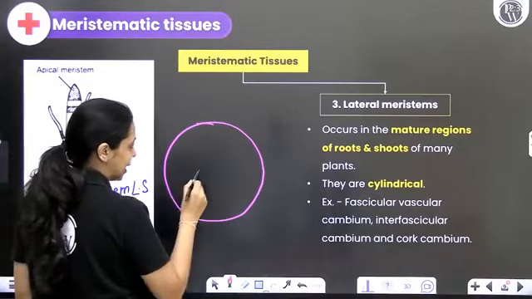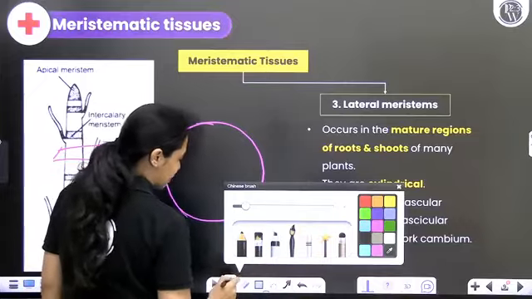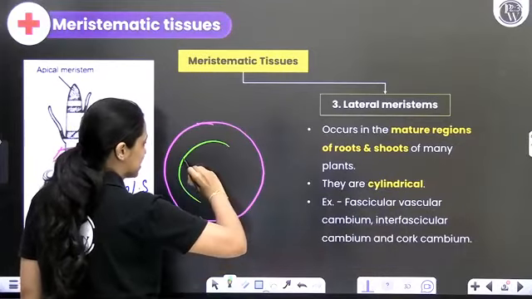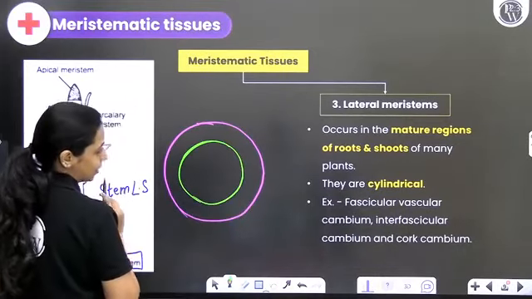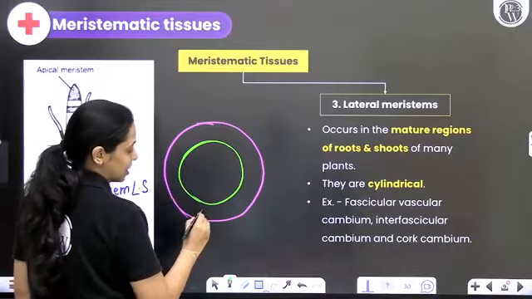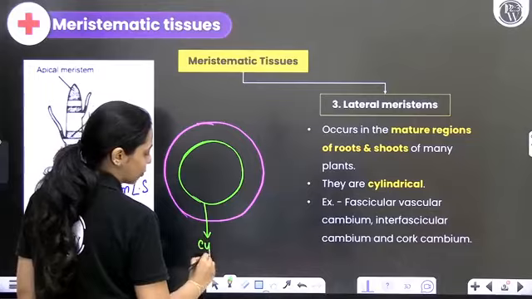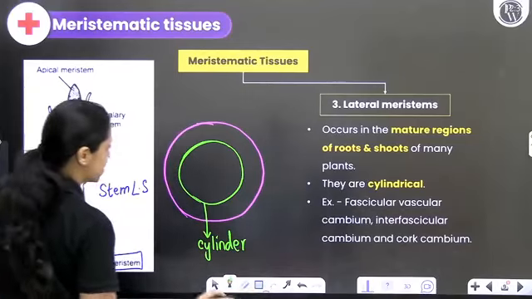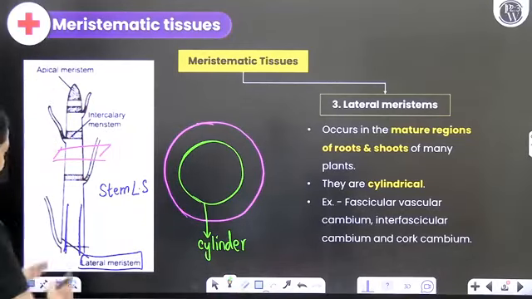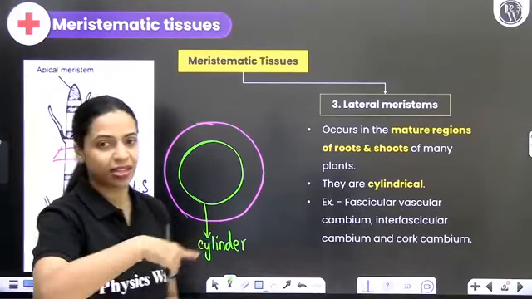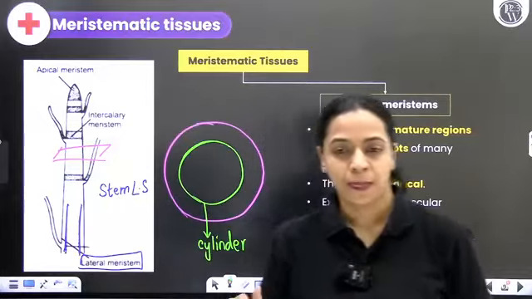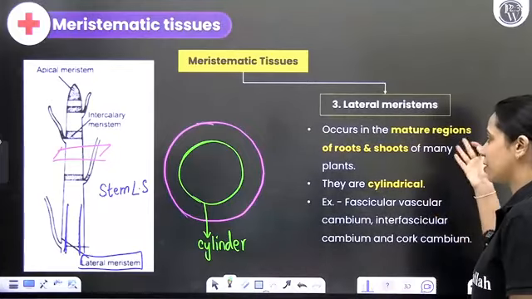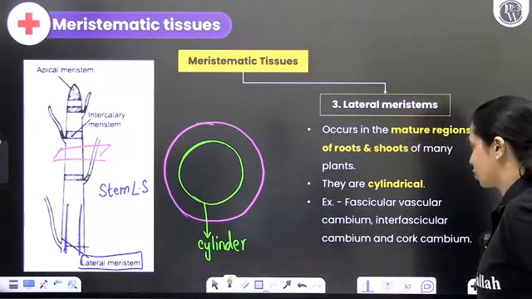And inside that, you will find a cylindrical ring of meristematic tissue that is called lateral meristem. Actually, it forms a cylinder of sorts inside the stem and the root in dicots. But if you take a section like this, you can see it on the side. Okay, so that's why it's called lateral meristem. Alright, so it occurs in the mature regions of the root and the shoot of many plants.